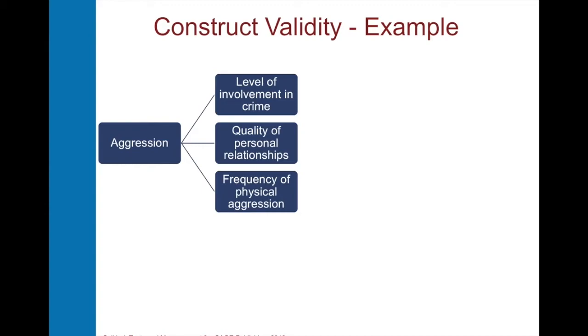So how do you demonstrate construct validity? Well, what you do is once you've developed your measure, you then try to correlate your measure with these outcomes over here. So to the extent to which your measure is able to predict actual level of involvement in crime, the actual quality of their personal relationships and the frequency of physical aggression, the stronger the correlations, the stronger your evidence for construct validity.